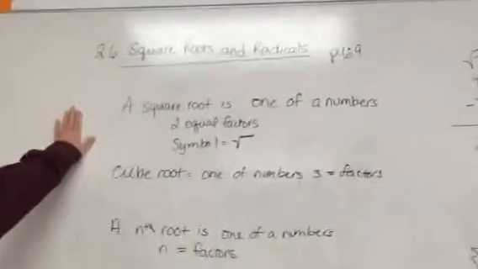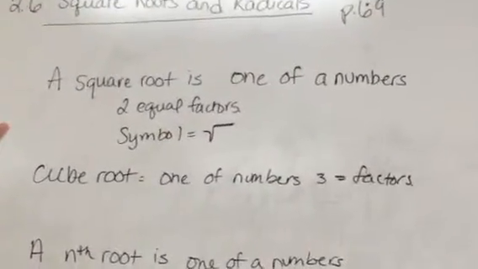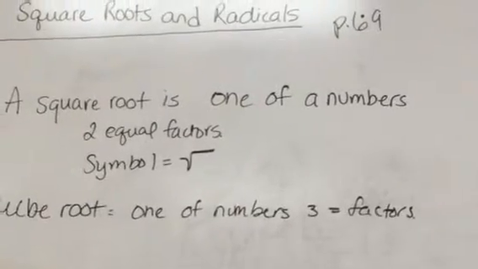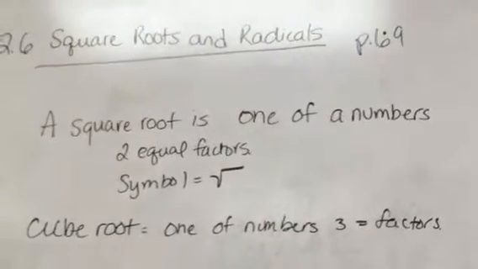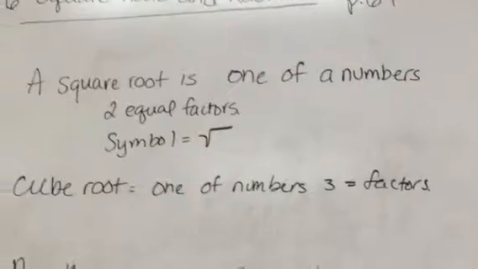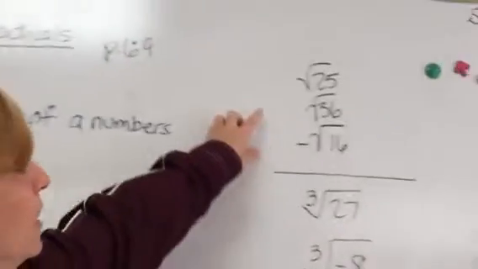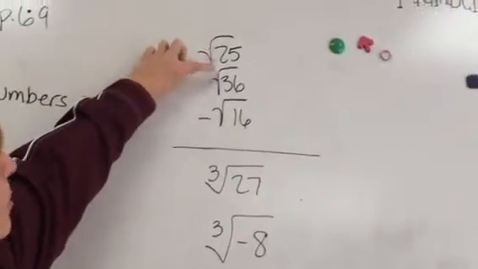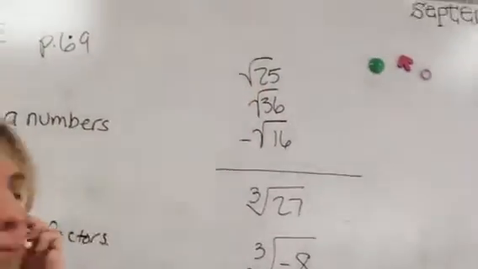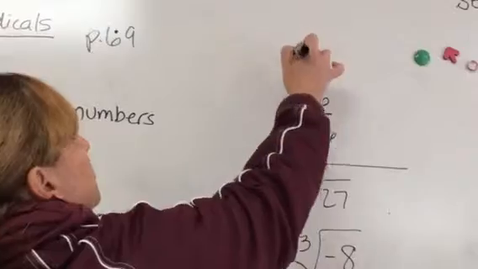Most of you guys know what a square root is. I think all of you guys know what a square root is. A square root is one of a number's two equal factors, and the symbol looks like that. So I put some square roots over here. There's no little number right there, but when there's no little number, it's actually a 2 understood.